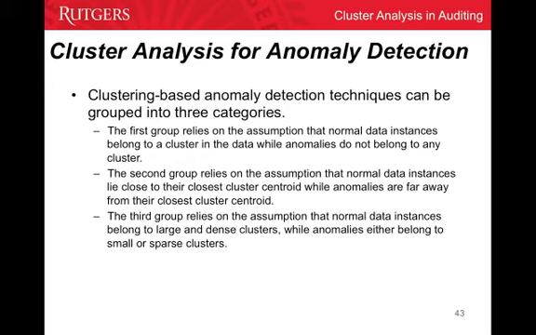The third group relies on the assumption that normal data instances belong to large and dense clusters, while anomalies either belong to small or sparse clusters. These techniques define sparse clusters as anomalies. In other words, they determine anomalies based on the density and distance from other clusters. The choice of these three groups of techniques really depends highly on the data and the specific cases.